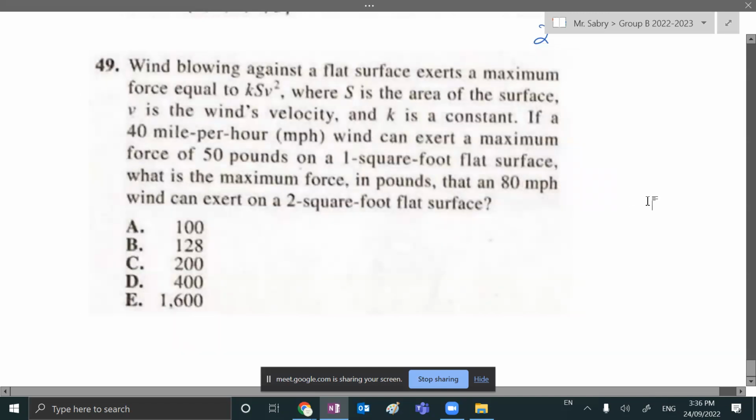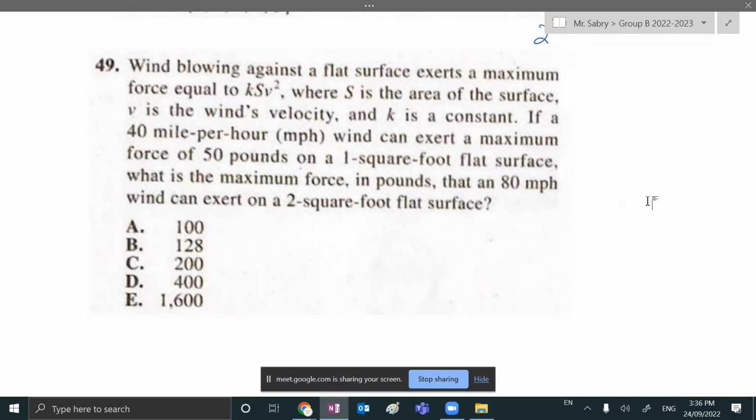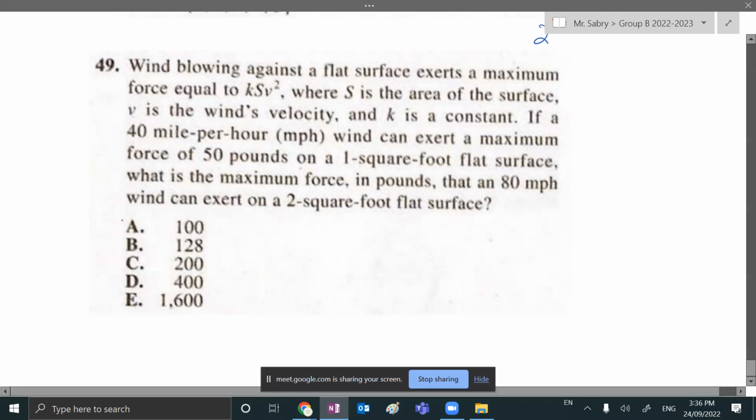Wind blowing against a flat surface exerts a maximum force equal to this. S is the area of the surface, V is the wind's velocity, K is a constant. A 40 mile per hour wind can exert a maximum of 50. Now, this question is mainly just substitutions. First of all, you know for a fact that S is the area and V is the velocity. And they said then that the 40 miles per hour, that's the velocity. Sorry, that's the maximum force. So the whole thing is equal to 40. So KSV squared is equal to 40.